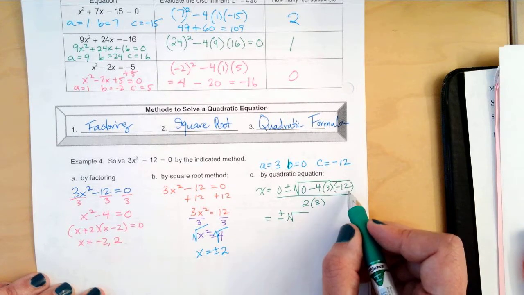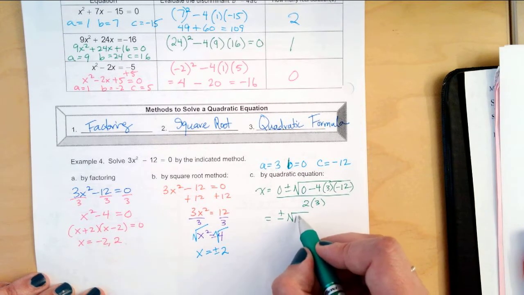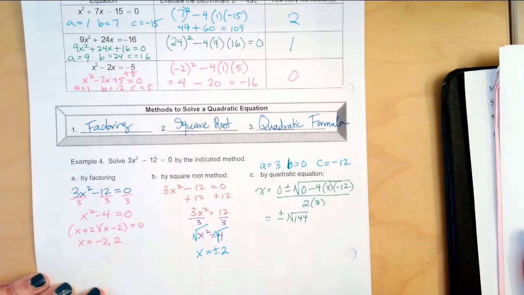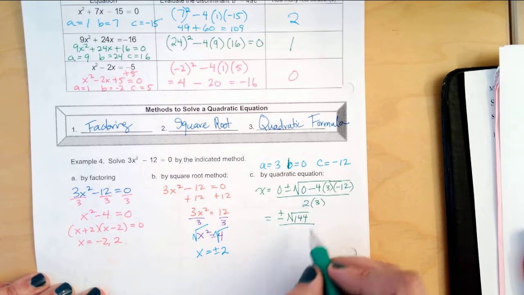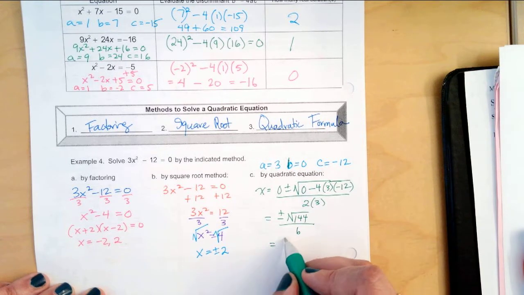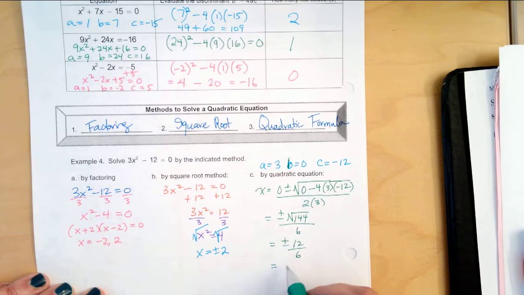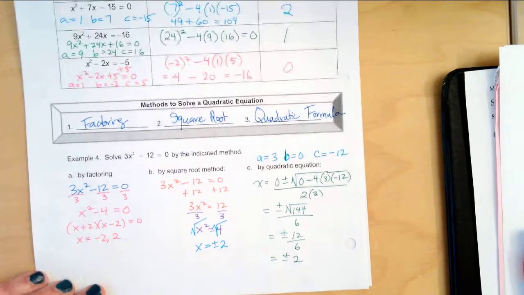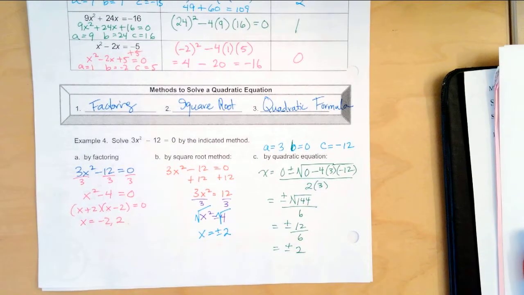We know what the answer is going to be, but let's just do it anyway. 12 times 12, that's 144, right? Do you see where I got 144? All over 6. And what's the square root of 144? 12. 12 divided by 6 is plus or minus 2. Okay, so that wasn't so bad using the quadratic formula. Those are all 3 methods. Same problem, all 3 methods of solving.